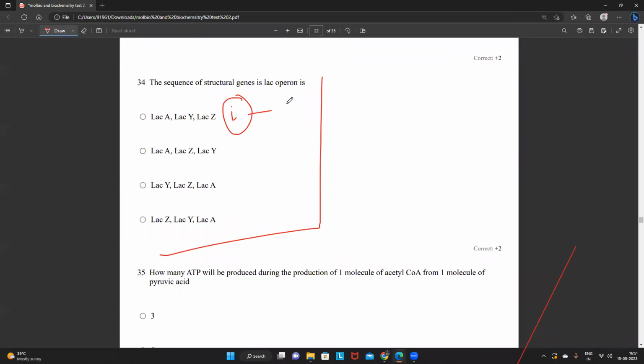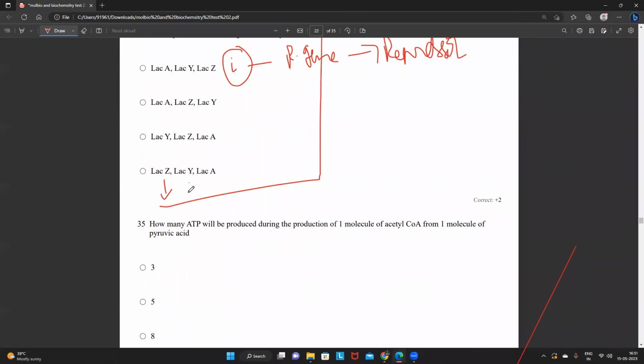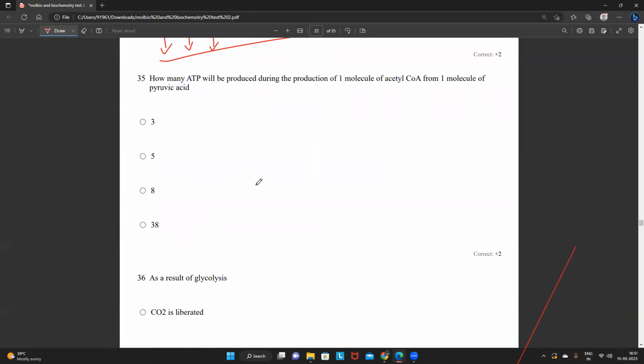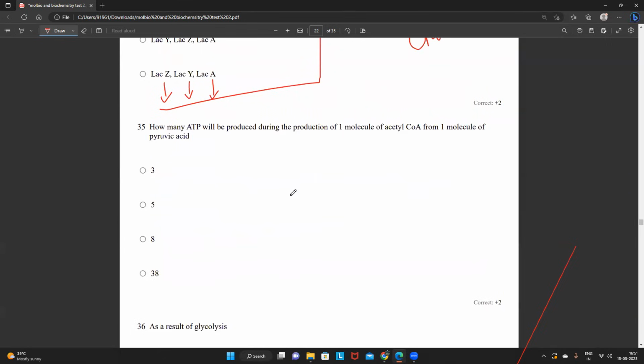Last time I explained it to you. I is the regulatory gene, which codes for the repressor protein. LAC Z is for beta galactosidase, Y is permease, A is transacetylase, and I is the regulatory gene, which codes for the repressor. The repressor will go and block the operator; don't get confused with that. People have also given the wrong answer to this. Now tell me, every student, what is the answer for question number 35? And you have to tell me how.